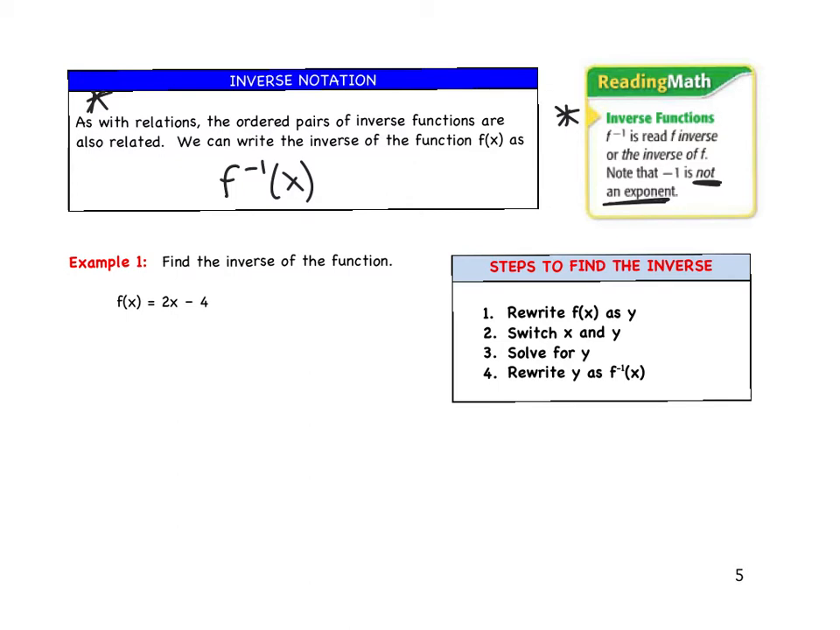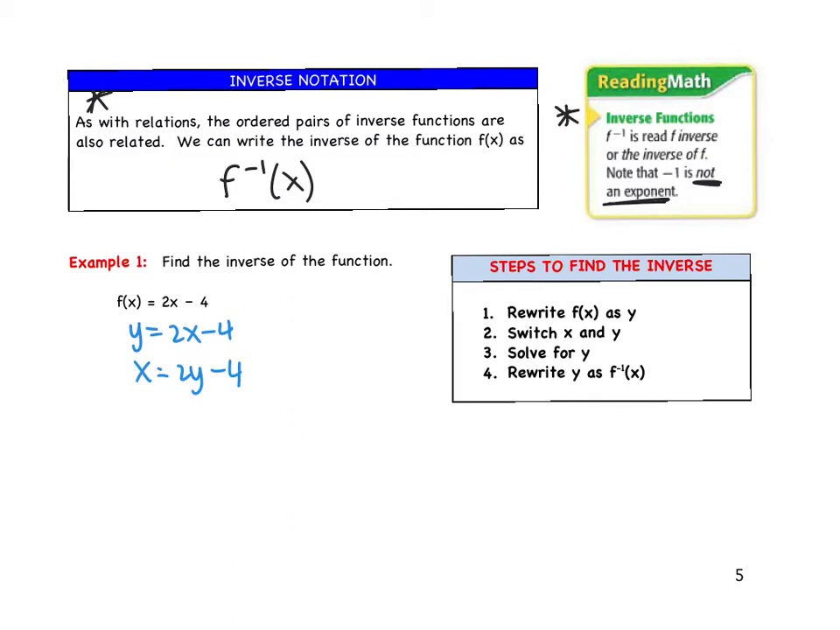Okay, so in example number 1, we need to find the inverse of the function. We can see the steps to the side. First step, we are going to rewrite f of x as y. So this is y equals 2x minus 4. The next step should make sense. What does the inverse do? It swaps x and y. It flips the input and the output. So that's what we're going to do. We're going to flip x and y.